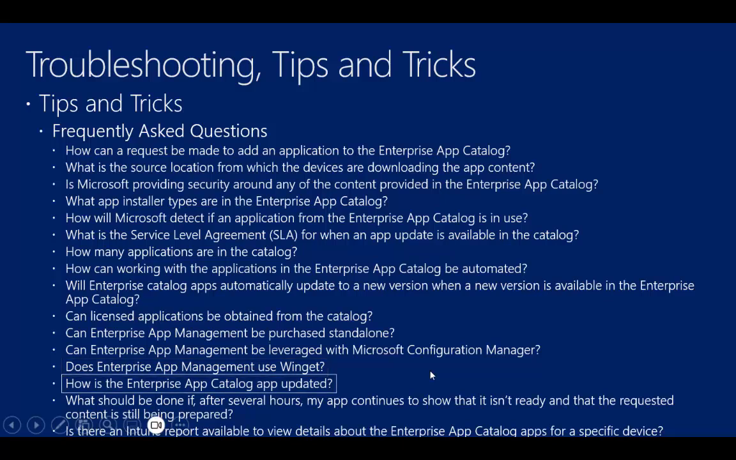How is the Enterprise App Catalog app updated, right? So for this one, you would want to make sure you configure whatever experience is desired for uninstalling the previous version of the app, and then however the behavior of the app upgrade is controlled by the vendor will ultimately drive the decision. What should be done if after several hours the app continues to show that it isn't ready and that the requested content is still being prepared? Well, in that case, if the app content hasn't synced, then delete the app from your environment and try again.